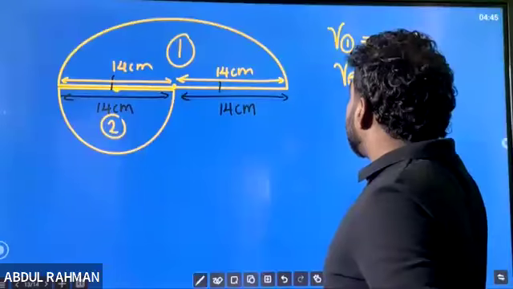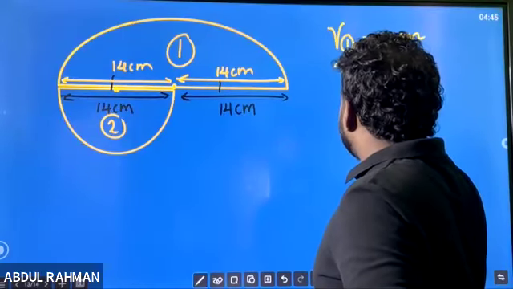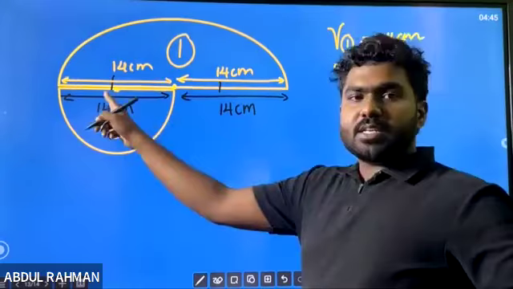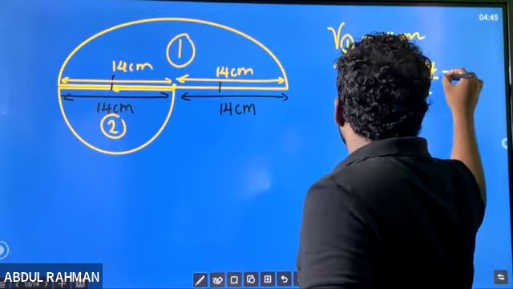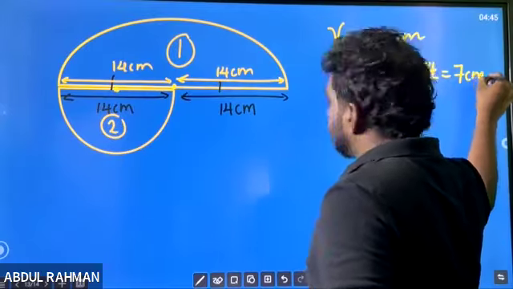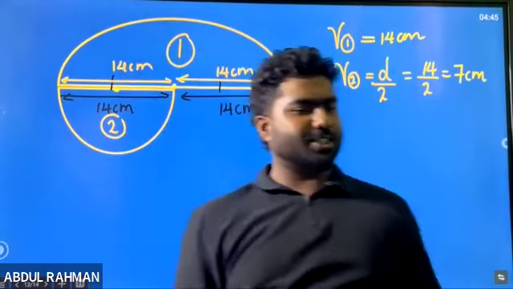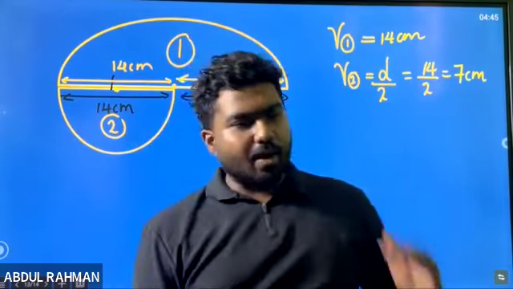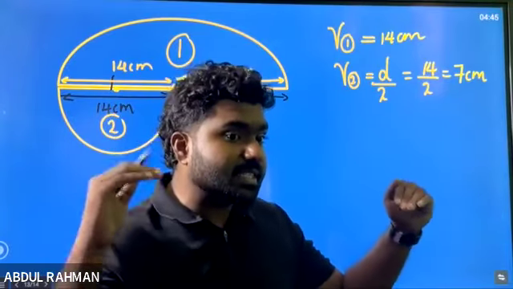Radius of semicircle number 2 is equal to diameter divided by 2. What is the diameter of this? 14. Divide by 2, the answer is 7 centimeter. Very good. If you have identified this, you're halfway done with the question. Is that clear, how to find the radius of each individual semicircle?